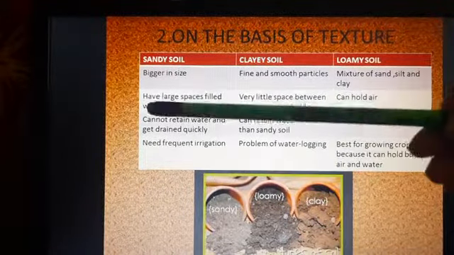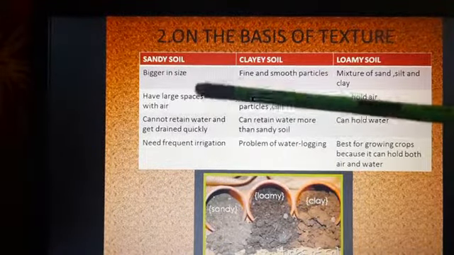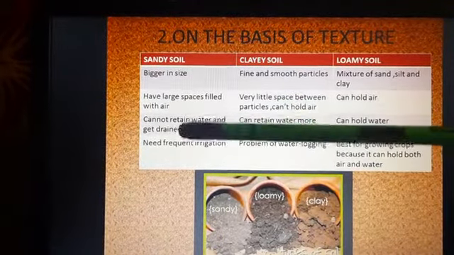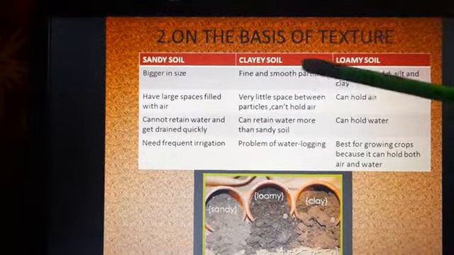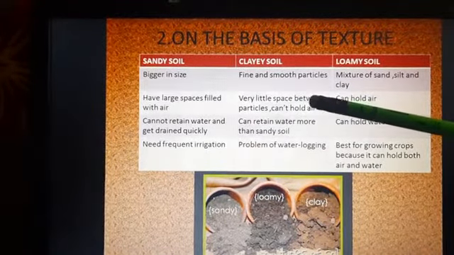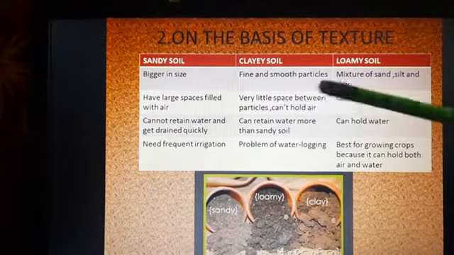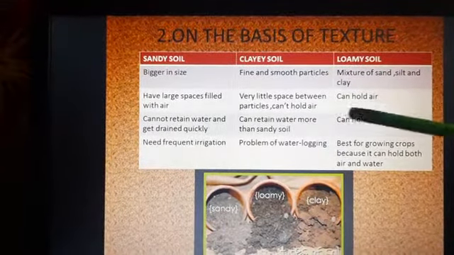Sandy soil has large spaces which are filled with air. That means this soil is very much aerated, very much air is present in this soil. Whereas in clay soil, very little space is present between the particles, so it cannot hold air. But loamy soil can hold air very easily.